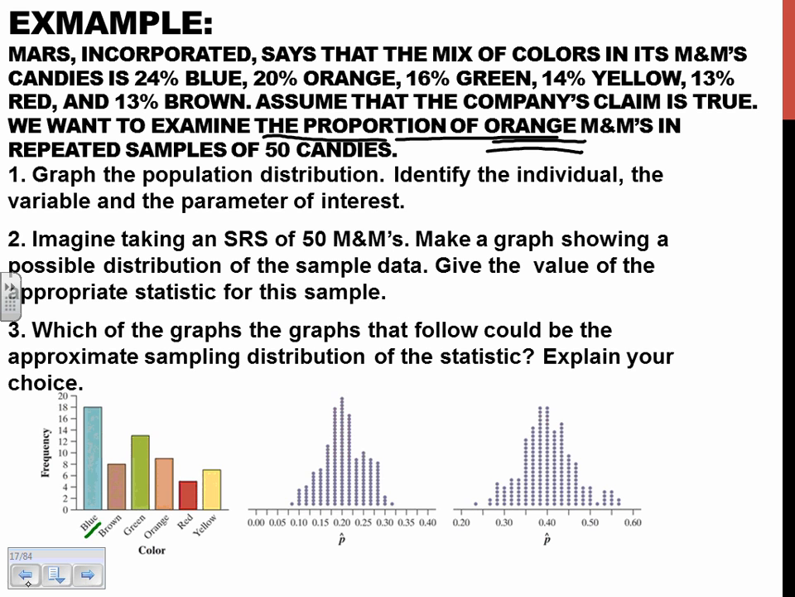All right, hopefully you circled or you wrote down that it couldn't be A, that would look more like the population, okay? So here, if I wanted to find the sampling distribution, it is going to be this middle one.